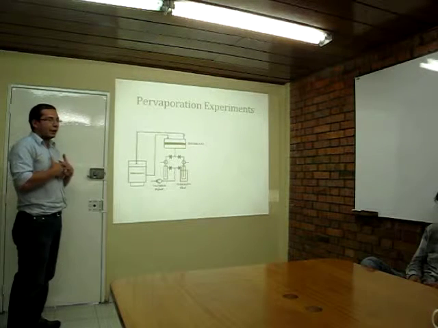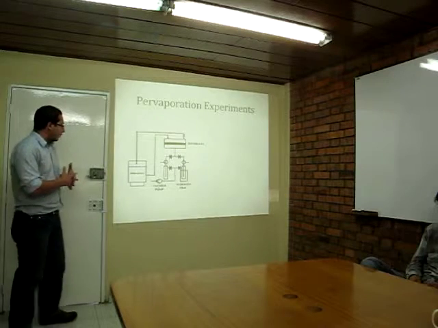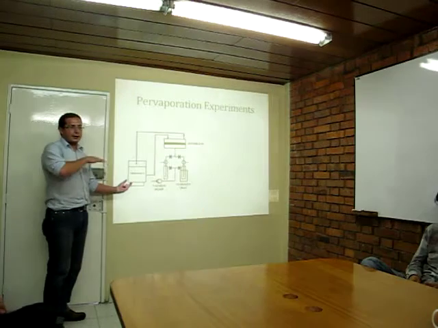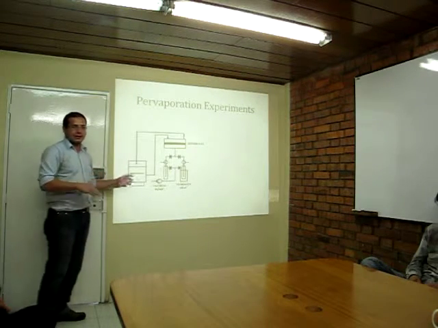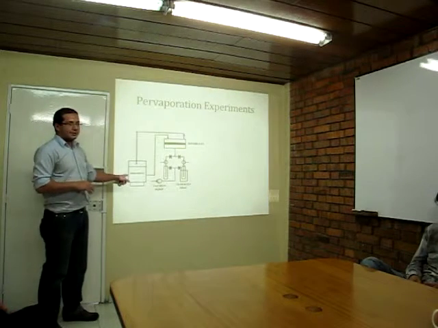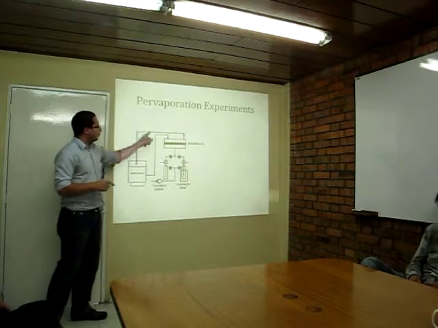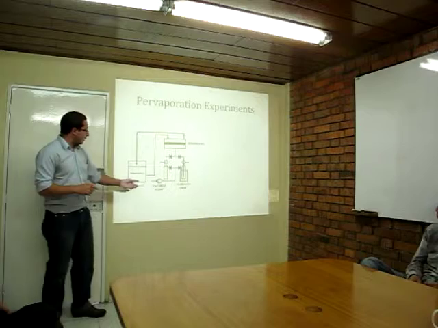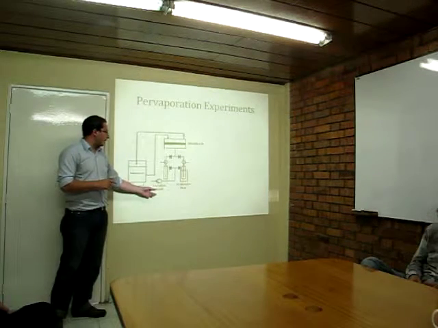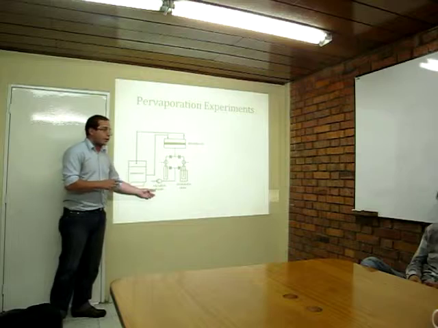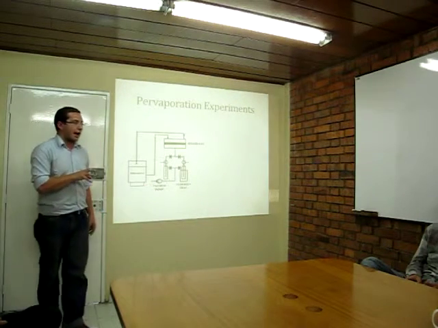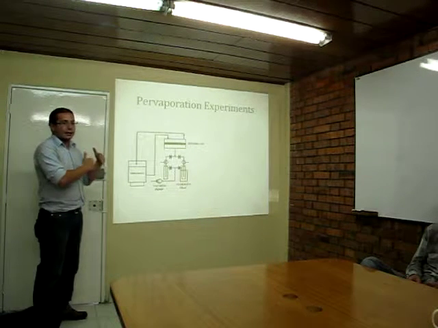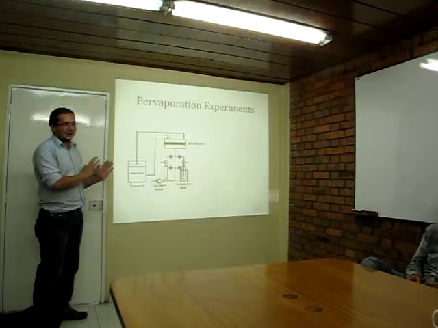Okay, how can we test these membranes? We have a vat, and this vat keeps the temperature constant in the experiment. The vat passes the stream to the membrane and it goes back to the vat. And in this part of the membrane module, we have a vacuum pump, and we make a driving force that allows us to test the membrane.